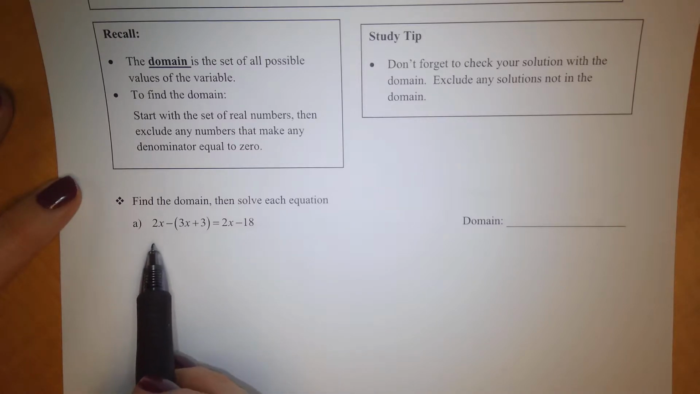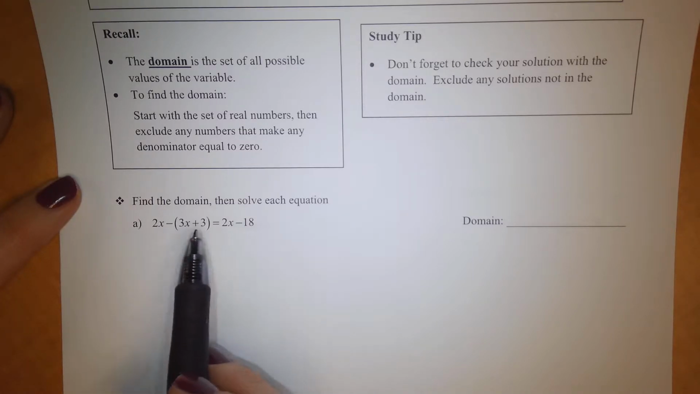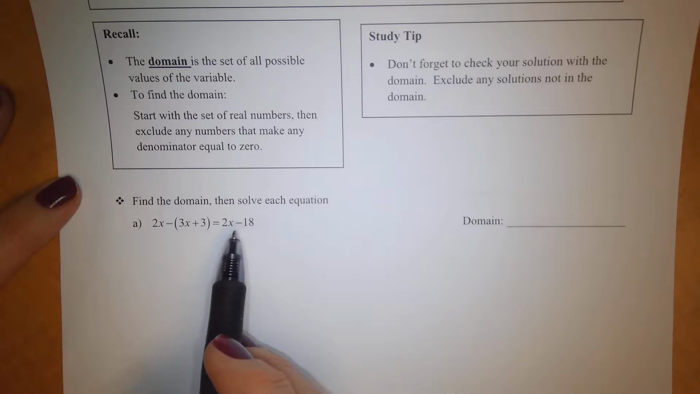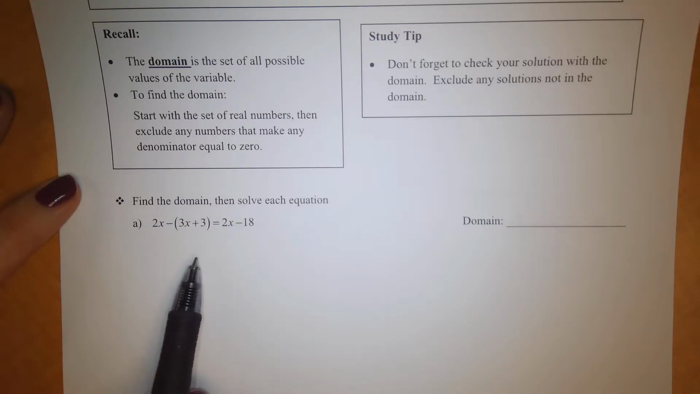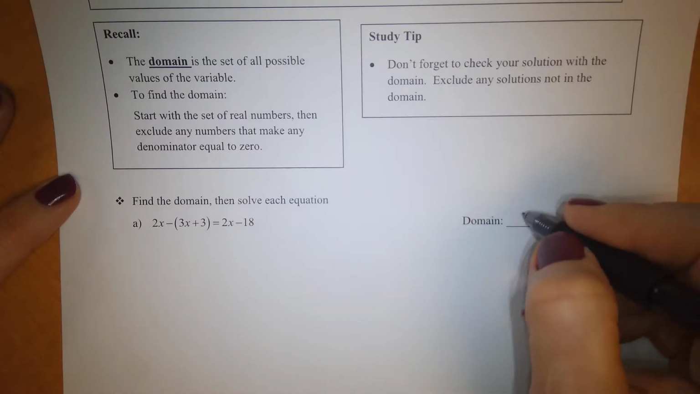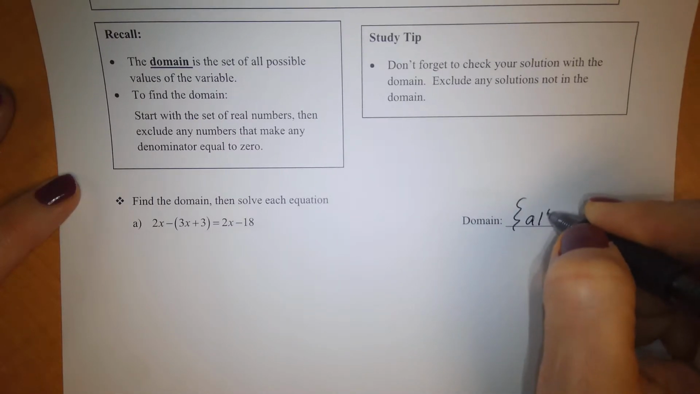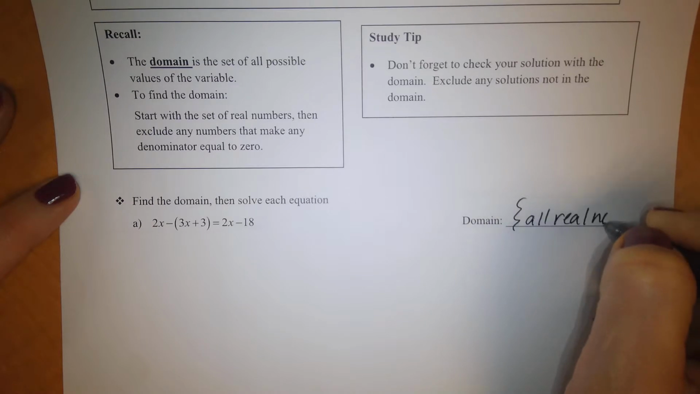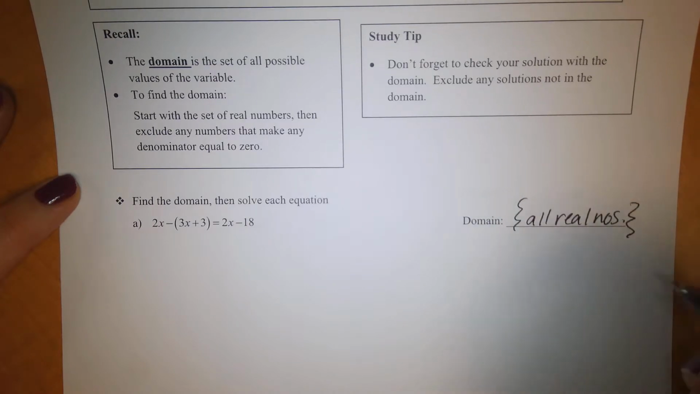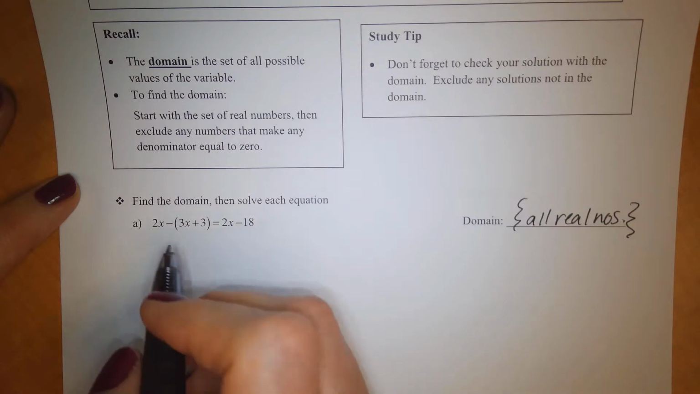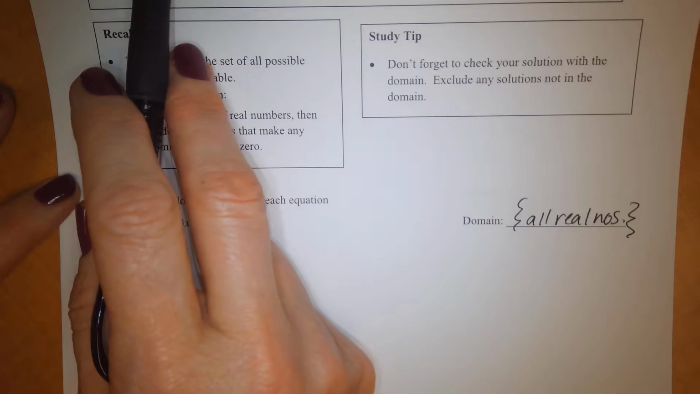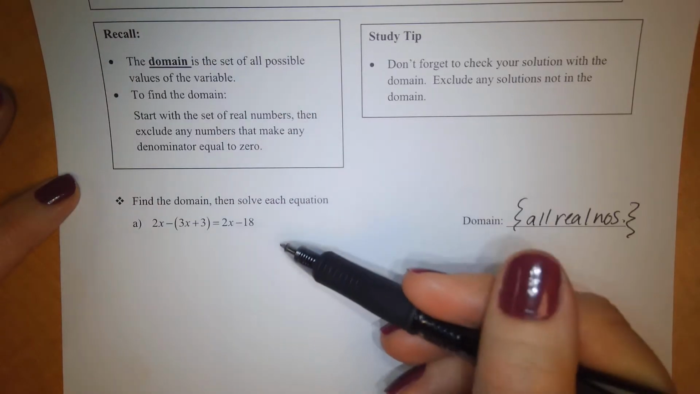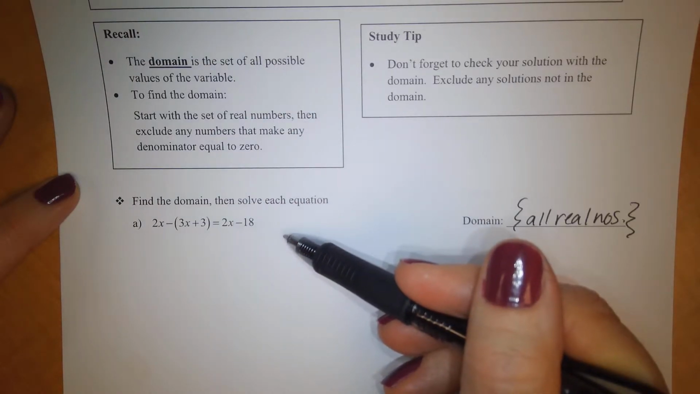So in this first question, part A, it's asking me to first find the domain and then solve. Okay? There are no denominators, there are no root symbols. So my first instinct is to say that the domain is going to be all real numbers. There are no exclusions. X can be anything. So let's go ahead and solve. The first step says to clear fractions. We don't have any fractions, so there's nothing to do for that step.